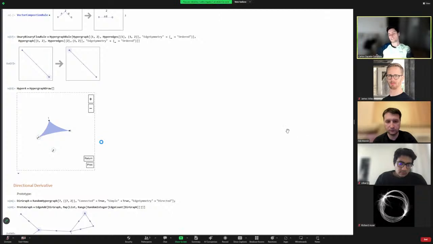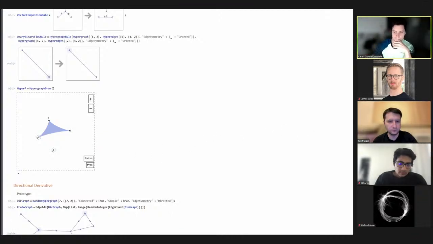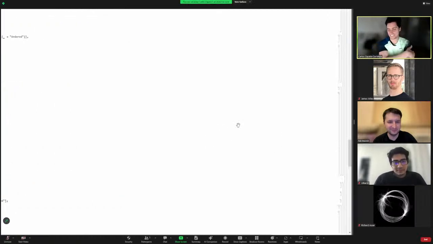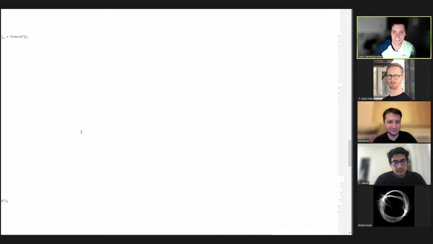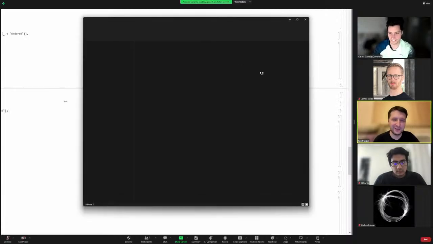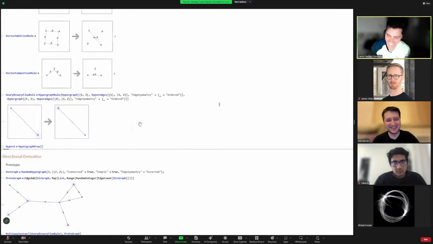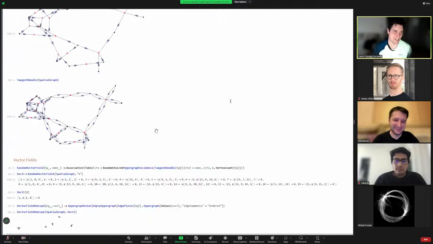No. Crash the whole thing. You see, Nick, my frustration. Just draw a simple hypergraph and it just crashes the whole thing. Okay. So I will not draw a hypergraph. Oh, you're lucky that it doesn't crash the whole process. At least it doesn't kill the whole computer. And not even the notebook.